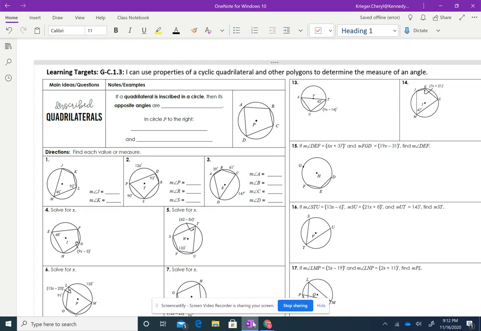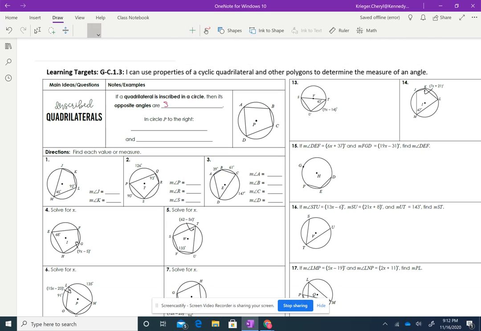Alright guys, so the next part of our unit is inscribed quadrilaterals, and we're going to take the knowledge from inscribed angles today and apply it to inscribed quadrilaterals too. So if a quadrilateral is inscribed in a circle, then its opposite angles are supplementary. That means angles D and B are supplementary, equal 180, and A and C would be supplementary.